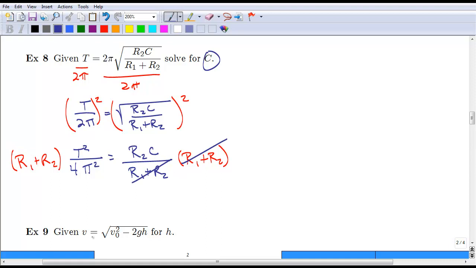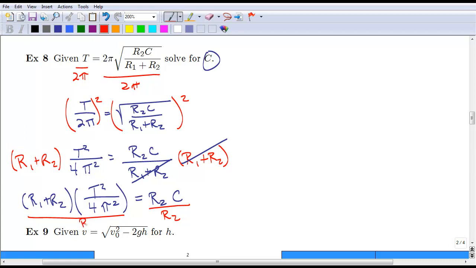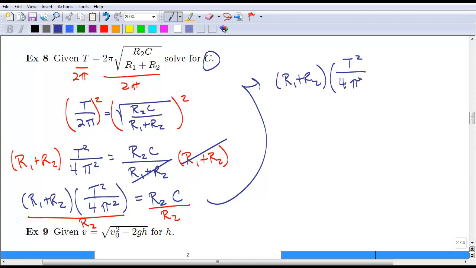So those are going to simplify to be 1, and we're going to be left with R1 plus R2 times t squared over 4 pi squared is equal to R2c. The last step that we need to do then is divide by R2. So we're going to divide that entire thing there by R2. And in this case, we're going to be left with R1 plus R2 in parentheses, very important, don't forget it, times the quantity t squared over 4 pi squared, all divided by R2.